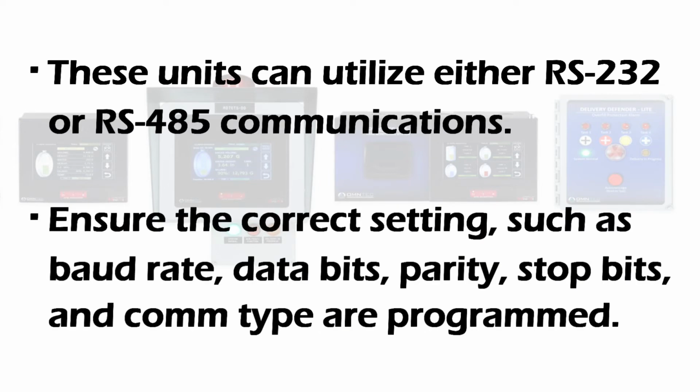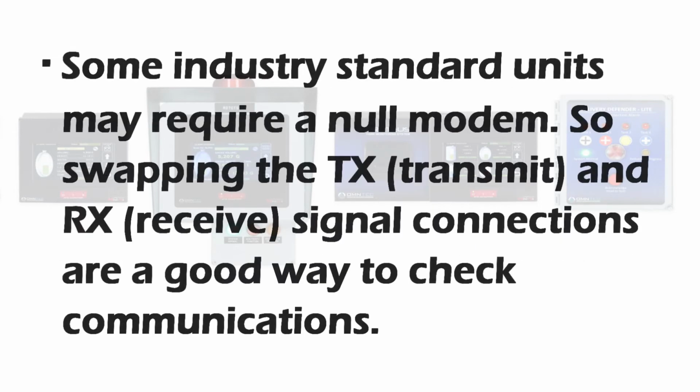Ensure the correct settings, such as baud rate, data bits, parity, stop bits, and COM type are programmed. Some industry standard units could require a null modem. If this is the case, swapping the TX and RX signal connections is a good way to check communications.